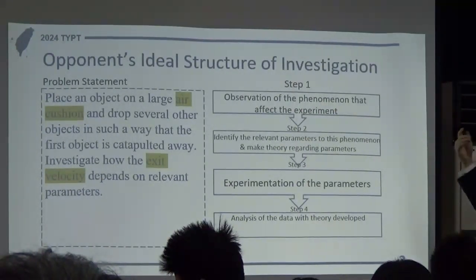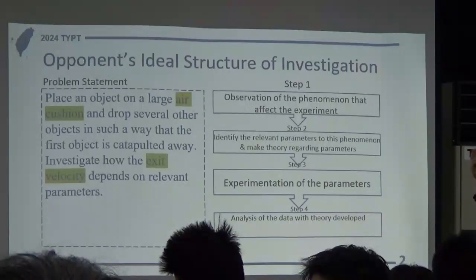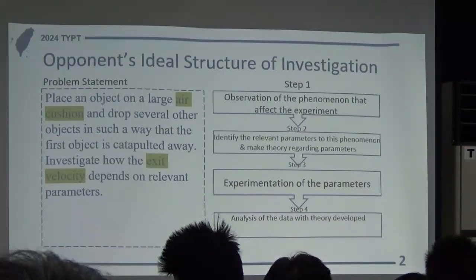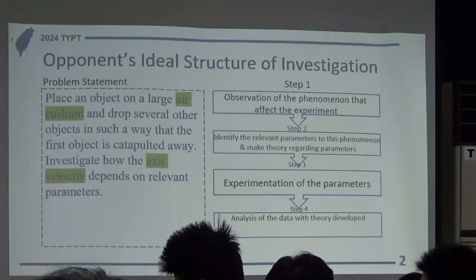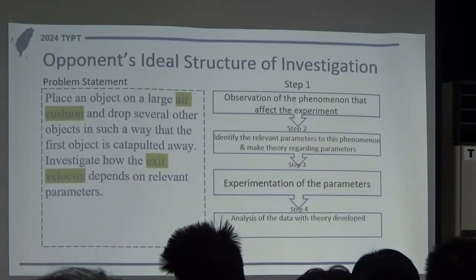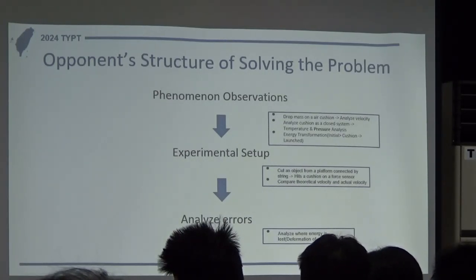In step 1, there should be an observation of the phenomenon that affects the experiment. In step 2, they should identify the relevant parameters to this phenomenon and make a theory regarding these parameters. In step 3, they should have the experimentation of the parameters. And lastly, they should have an analysis of their data with the theory developed. And this is the point structure of solving this problem.